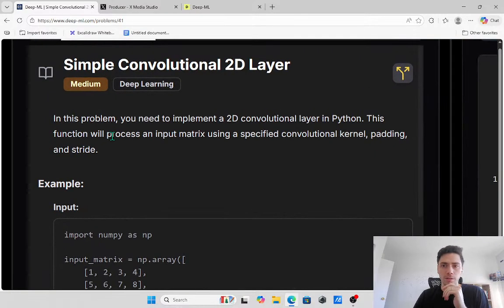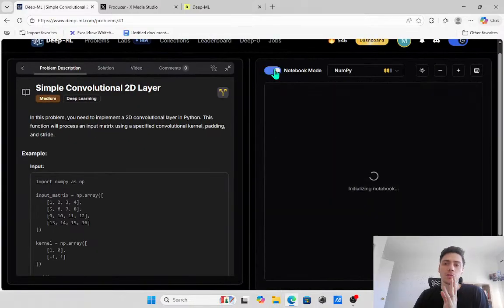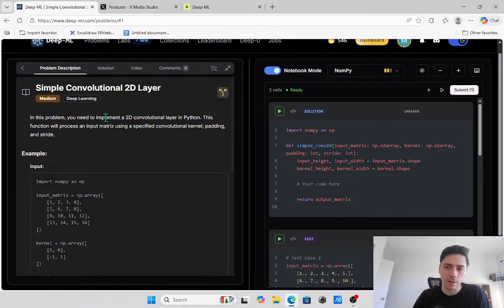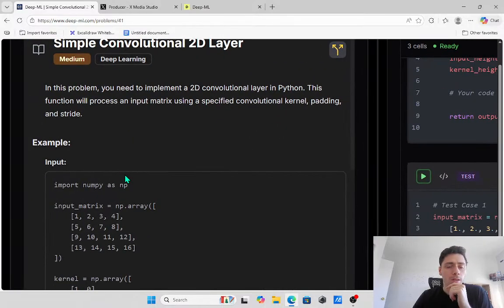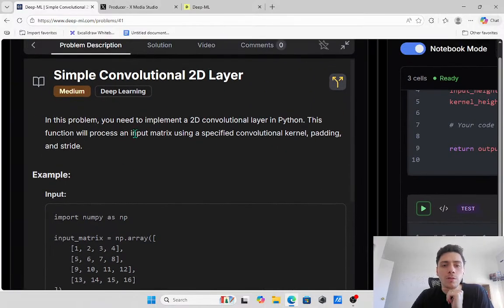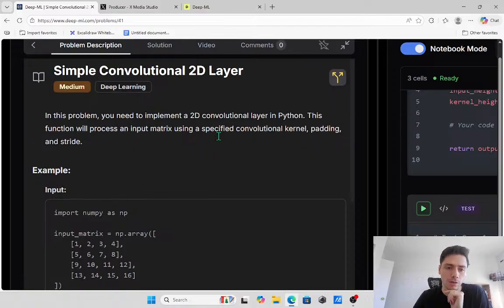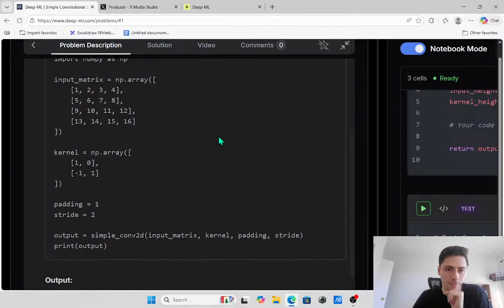Okay, let's get started. I'm going to solve everything also in the new notebook mode. It's just easier to iterate through ideas, and you're able to run test cases quickly. In this problem, you'll need to implement a 2D convolutional layer in Python. This function will process the input matrix using specific convolutional kernel, padding, and stride. Given an example.